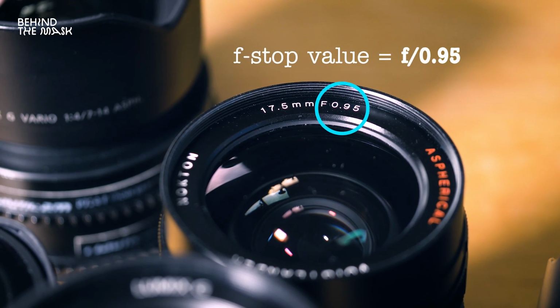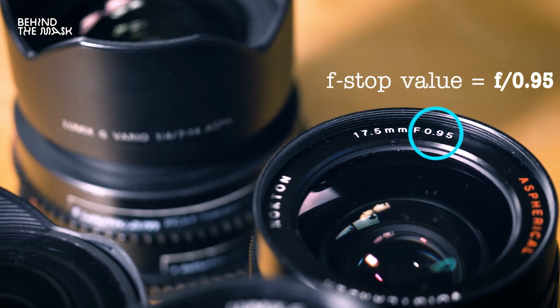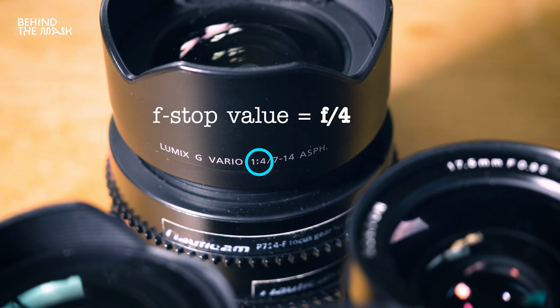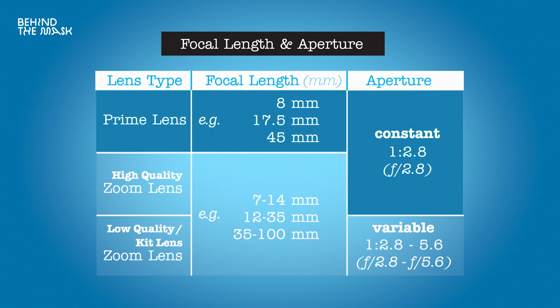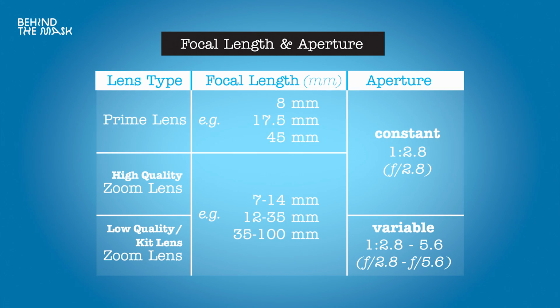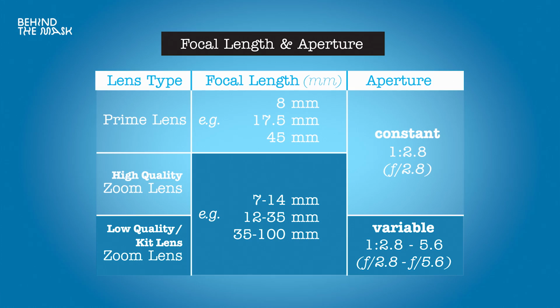And another important part is on your lens, you'll find the f-stop, the aperture value of your lens. So there are two main differences on your lens. You have lenses that have a constant aperture, a fixed aperture, and a variable aperture. A prime lens, for example, only has a constant aperture. Prime lenses are lenses that only have one focal length. For example, 8mm, 17.5 millimeters, 45 millimeters. So these are lenses that cannot zoom. They have a fixed focal length. But some lower end zoom lenses and kit lenses have a variable aperture.